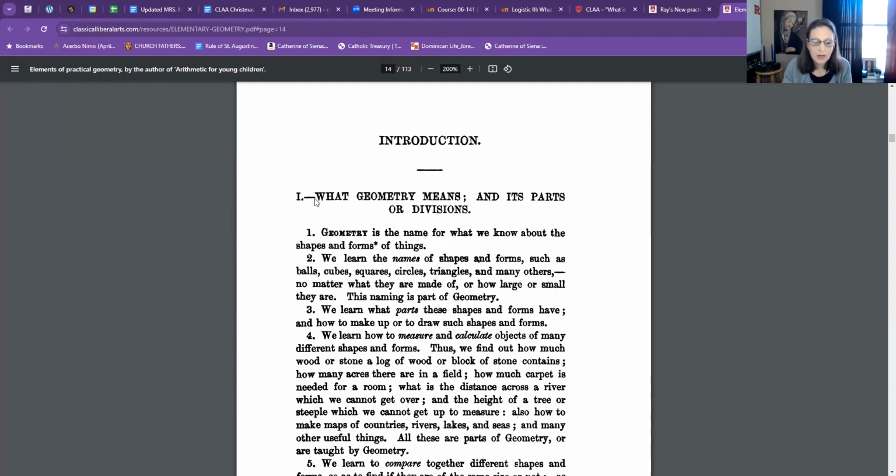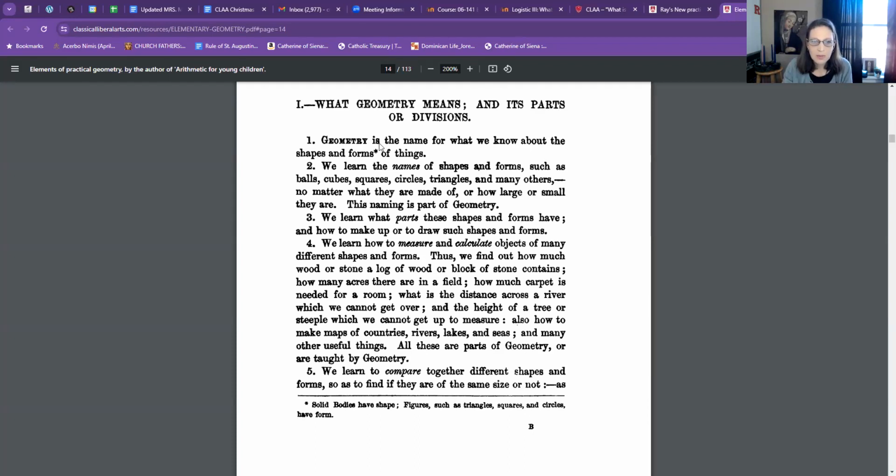Introduction. Number 1, what geometry means and its parts or divisions. Number 1, geometry is the name for what we know about the shapes and forms of things. Now see this little star here? When you're reading a book and you see a star like that, that means there's a note at the bottom of the page and they want you to look at it and read it. So look down here. Here's the star again, and they match each other. So that means come look at the bottom. I have a little note for you.